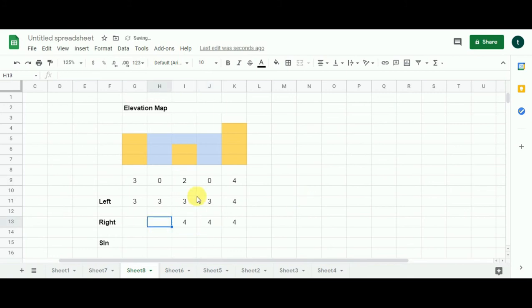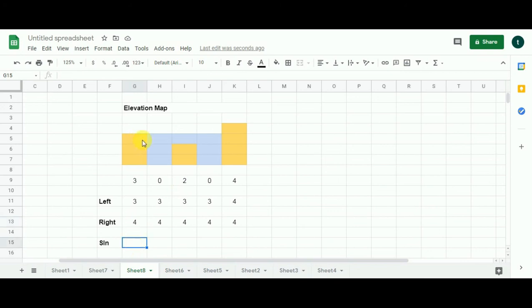Okay. Here 0 will be compared with 4, so I'm going to get 4 again. Here 3 will be compared to 4, so I am going to get 4 again. Now with these two arrays full, for every position we have got the pillars of maximum height on the left hand side and the right hand side. So let's calculate the water that can be stored in each of the slots.